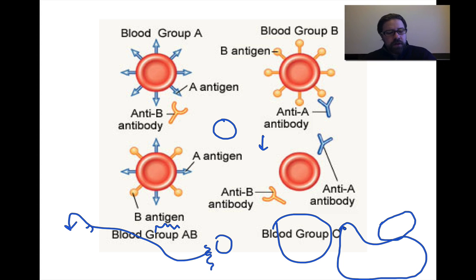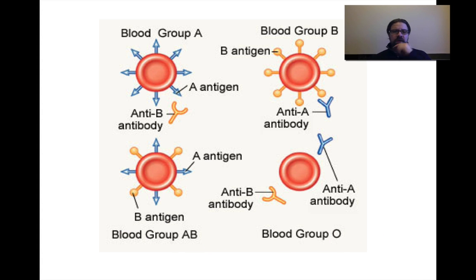Okay, so let me clear up the mess off the screen here. And here's another view that shows the shapes a little bit better. Here's an A-blooded person. Their anti-B antibody has this round cup shape. Whereas a B-blooded person here has the Y-shaped antibody. So, of course, the Y would fit over the spike of that A antigen, and the cup shape would fit over the knobs of the B antigen.